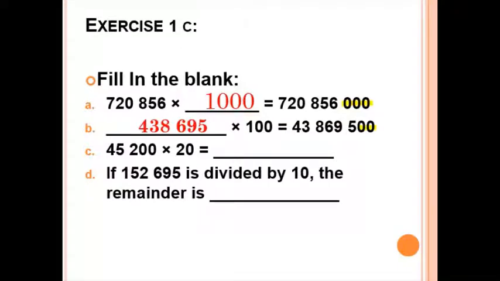When we want to multiply 45,200 with 20, what we are going to do is that we will simply multiply this with 2 and add 1 zero with it. And similarly, you can see that in last part, if 152,695 is divided by 10, the remainder is dash. You must know that your last digit will become the remainder. So the last digit, the number in one's column here is 5. So 5 will become the remainder.